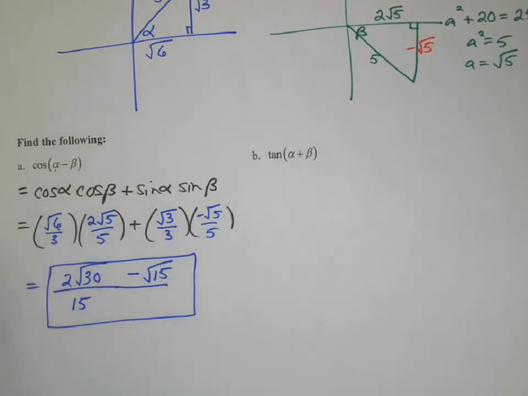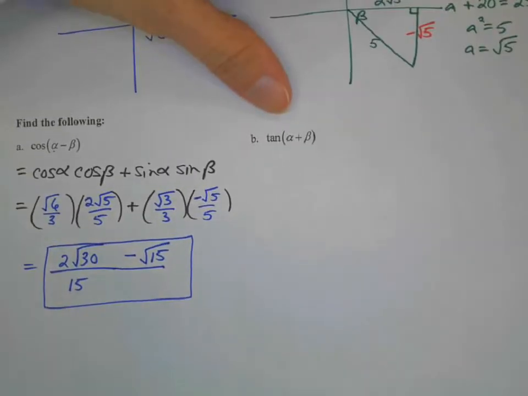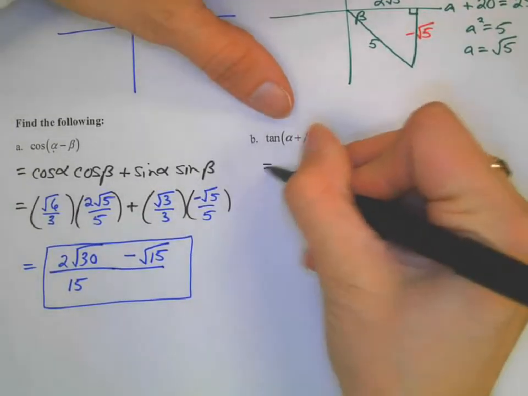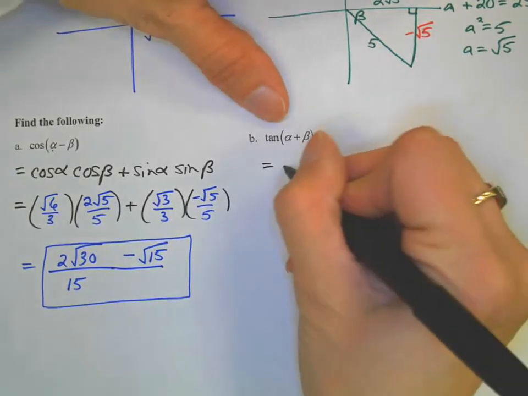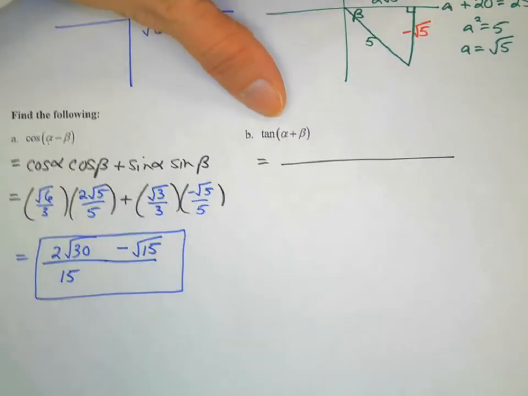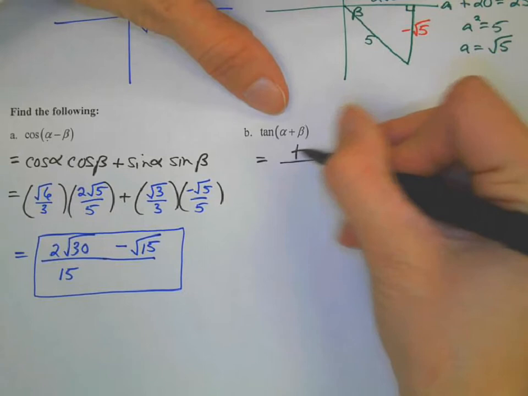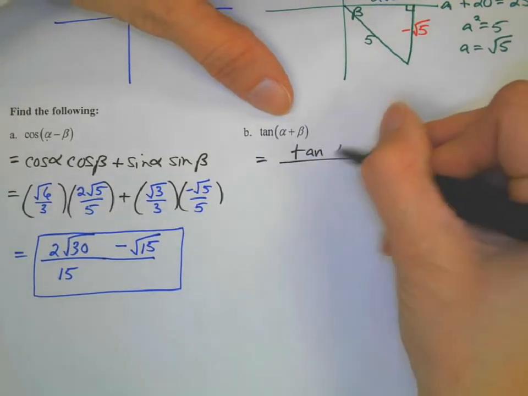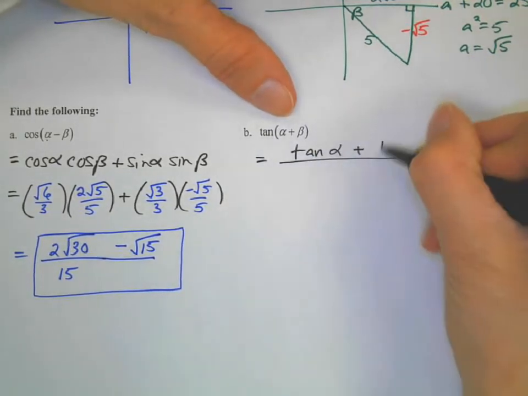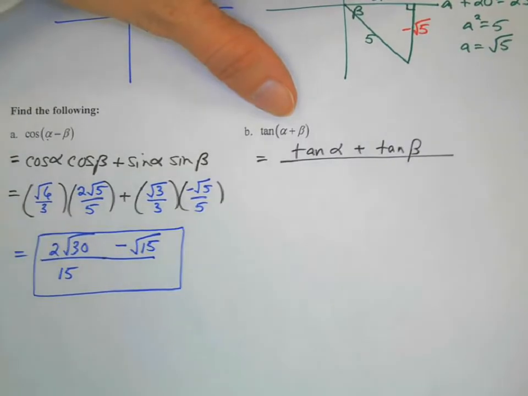Okay, let's go do a tangent problem. Now, there's no song, I don't think. I haven't heard one yet, but maybe you have one for tangent. So I know he's got that big fraction bar, and it goes tangent alpha plus tangent of beta.